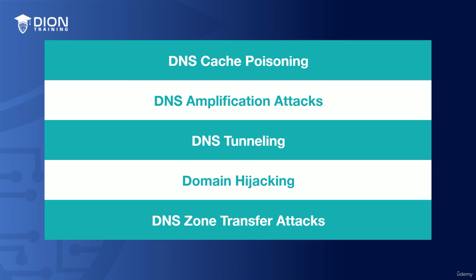Domain hijacking involves unauthorized changes to a domain's registration, and the DNS zone transfer attack aims to get a copy of a domain's DNS zone data. By understanding how these attacks are performed, you can easily put mechanisms in place to prevent them from happening.